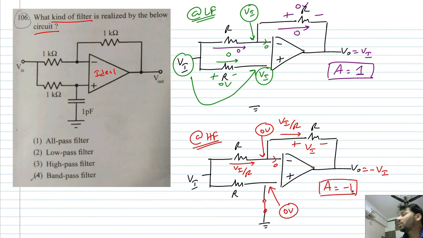Minus 1. So at both low and high frequencies, the magnitude of the gain is the same, but the sign of the gain is different. Which means at low frequency, the output and input are in phase, whereas at high frequency, the output and input are 180 degrees out of phase. So this is the behavior or the response of an all pass filter, which is option A.